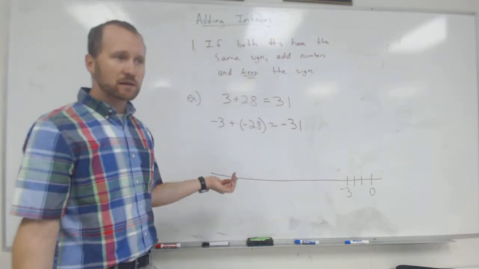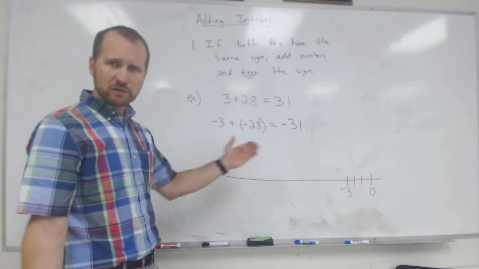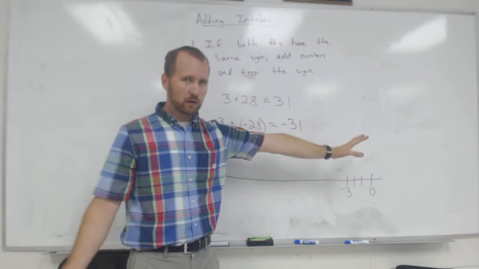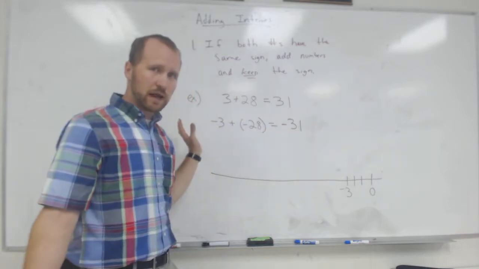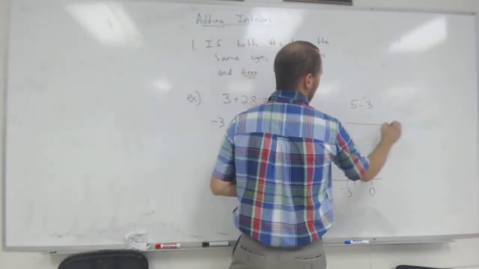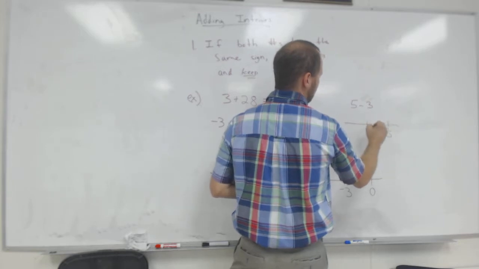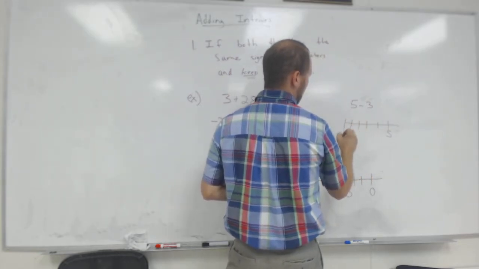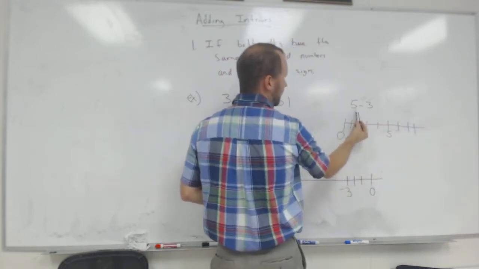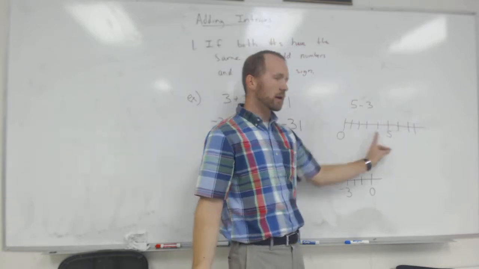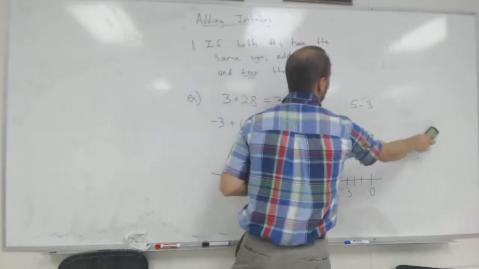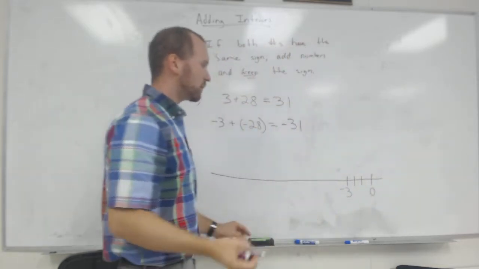What does it mean to subtract on a number line? Which direction do we go? If we're subtracting, we go down. Let's think about it with a simple problem like 5 minus 3. If I started at 5, and I wanted to subtract 3, which direction would I go on the number line? Down. So subtracting is going down. This is another way of thinking about these types of problems.